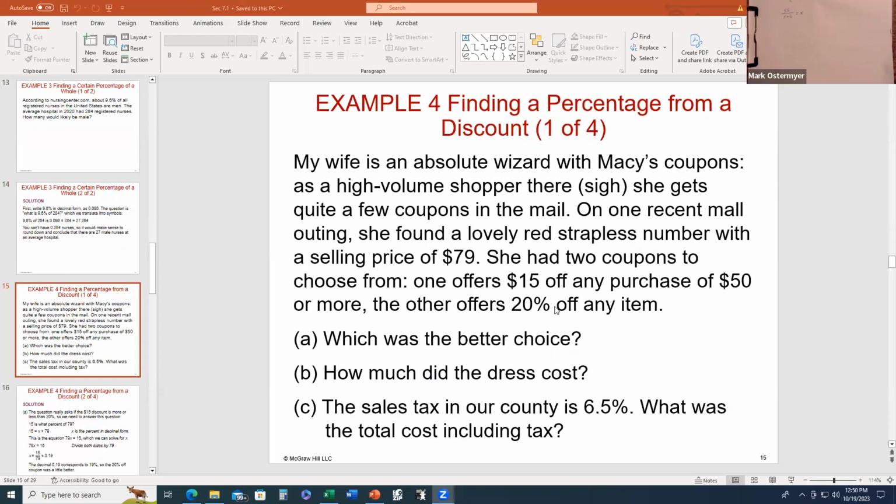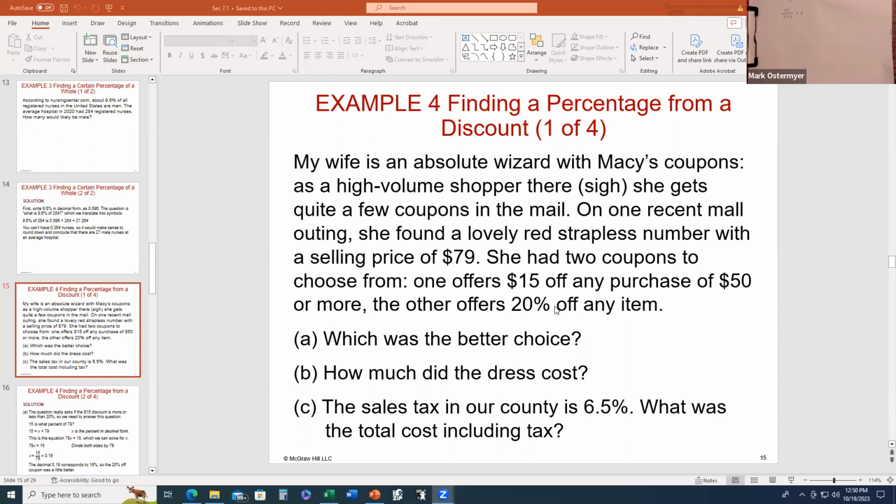Another example. My wife is an absolute wizard with Macy's coupons. As a high volume shopper there, she gets quite a few coupons in the mail. On one recent mall outing, she found a lovely red strapless number with a selling price of $79.